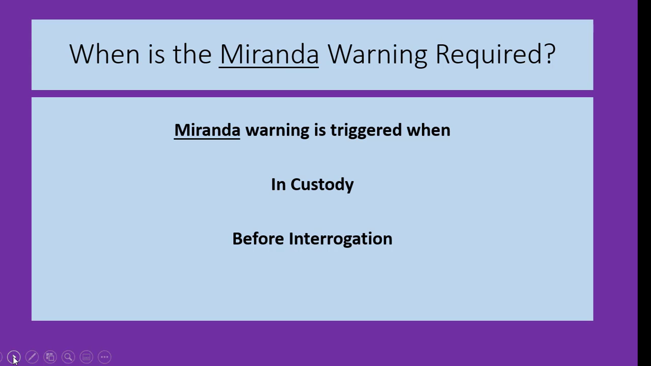So once you're in police custody, if the police are going to interrogate you, which means talk to you about the crime, before they start questioning you about the crime, they have to give you the Miranda warning. And the legal word we use is triggered. The Miranda warning is triggered when you're in police custody before you're interrogated. Because, right, it doesn't work if they interrogate you and then give you the warning. So you have to get the warning before.